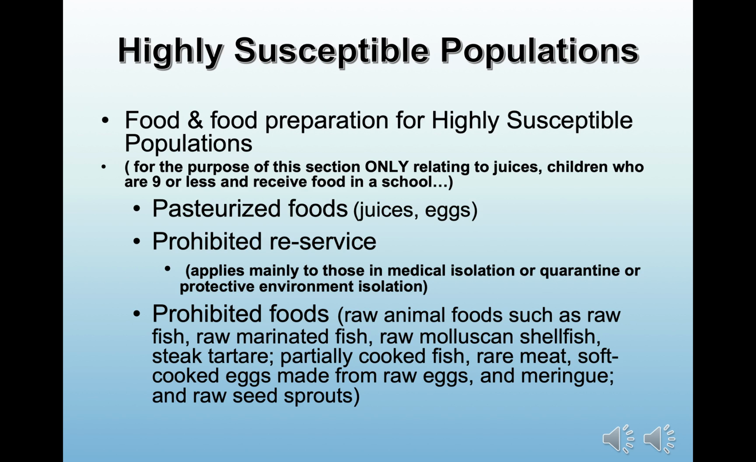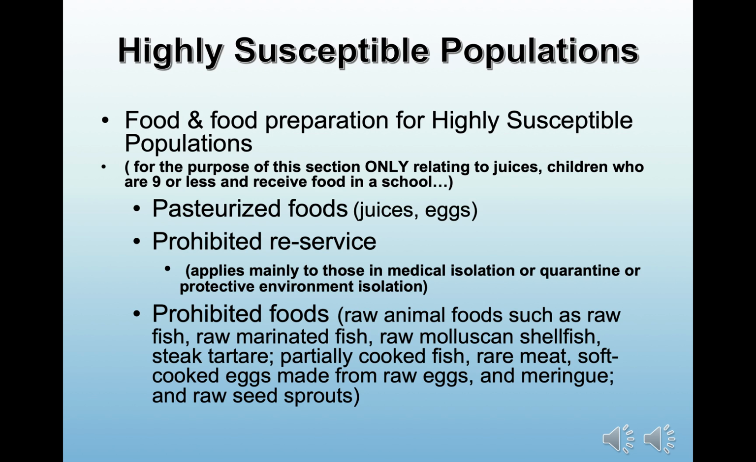Special processes must also be considered when you serve highly susceptible populations. Highly susceptible populations have a few different standards for food service. For the purpose of this section only, and related to juices, children who are 9 or less and receive food in a school are considered highly susceptible populations.